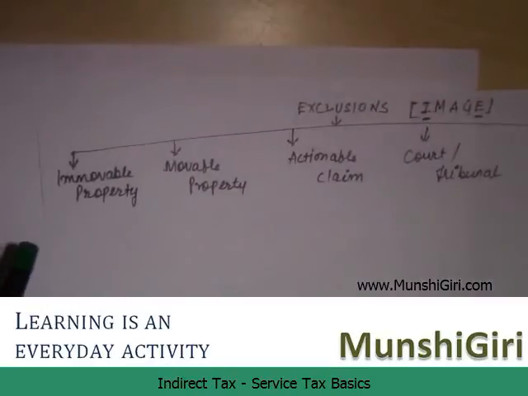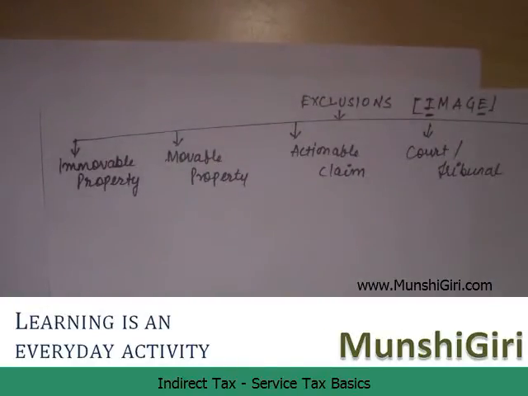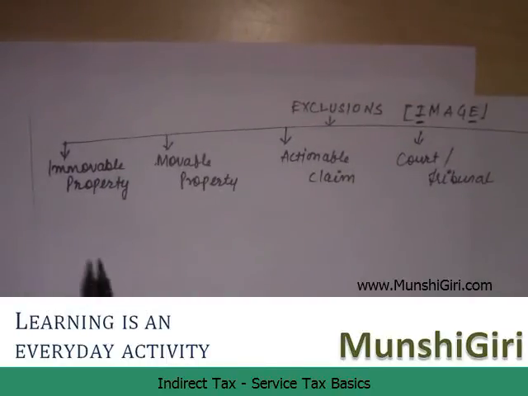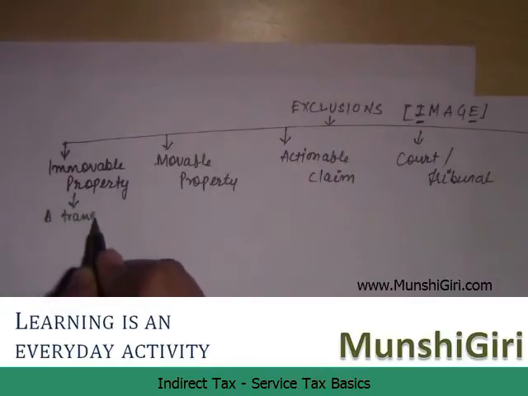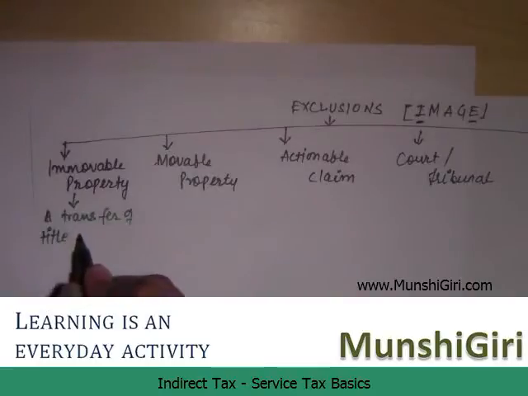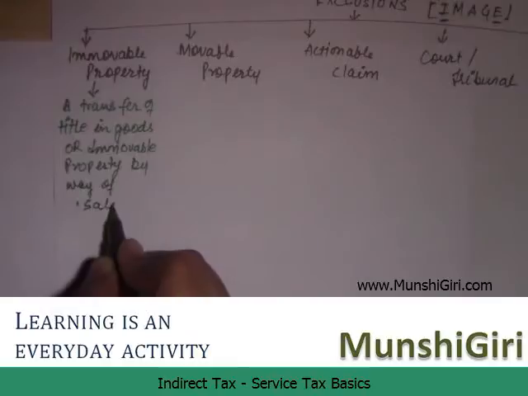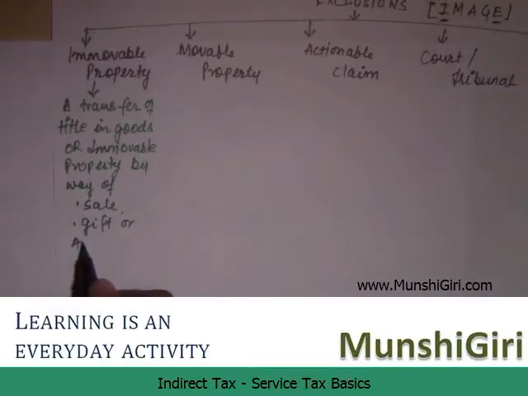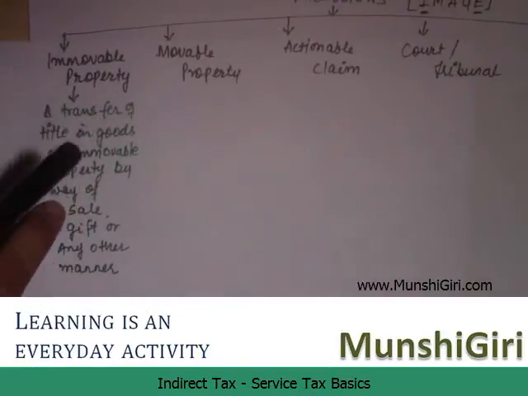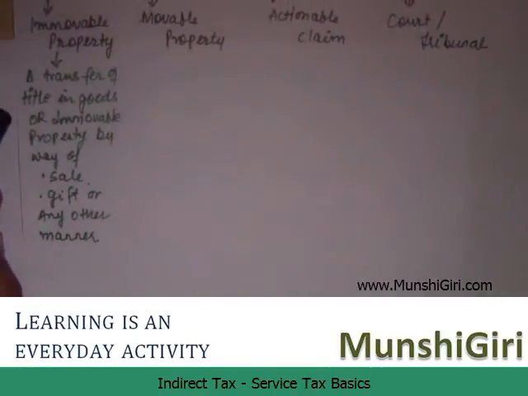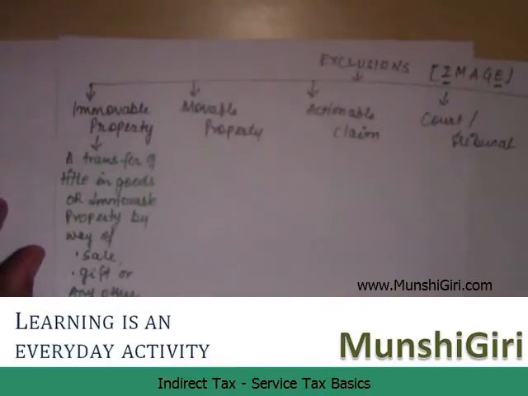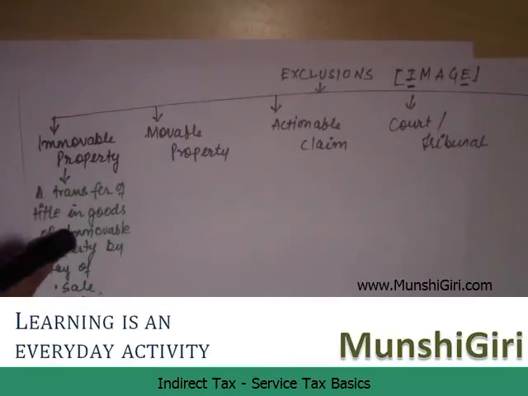Coming to the first one, immovable property. It says a transfer of title in goods or immovable property by way of sale, gift, or any other manner. It means that this shall not be regarded as a service, and accordingly no service tax shall be levied on the same. Now we see this term here, transfer of title and immovable property.